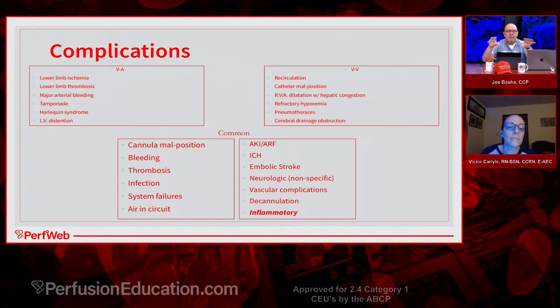AKI and acute renal failure, acute kidney injury, acute renal failure, intracranial hemorrhage. We saw intracranial hemorrhages even when we were using no anticoagulation. I think the studies that exist now are really showing that ECLS alone increases your risk of intracranial hemorrhage notwithstanding your anticoagulation strategy. Neurologic, non-specific neurologic complications come up, vascular complications, unintended decannulation, and this, I put in parentheses and bolded it, this inflammatory phenomenon that occurs.